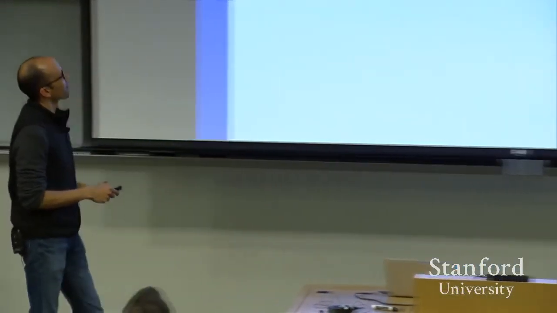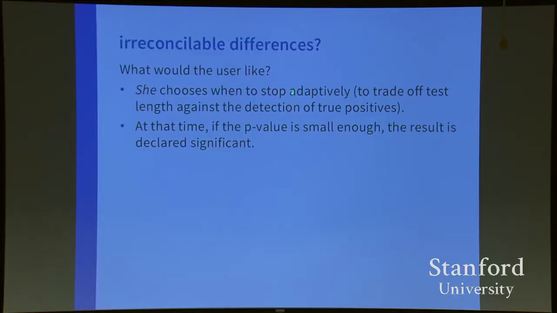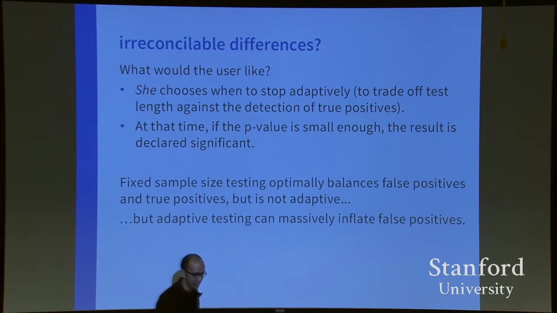So what would the user like, first of all? I want to be precise about this, because I want to emphasize that they're not doing something entirely stupid. They actually have a good reason for looking at the tests early. What the user would really like is to be able to choose when to stop adaptively, meaning as they're watching the data. The reason is that they want to trade off the sample size against detection of true positives. If it feels like you're not likely to detect something here, they would love to stop sooner, because there's an opportunity cost to not running other tests on your site. And at that point, they would love to use this simple rule: if the p-value is small enough, the result is declared significant.